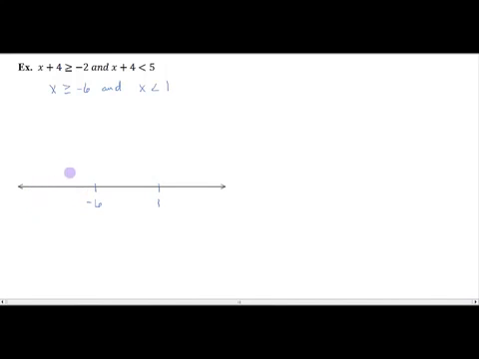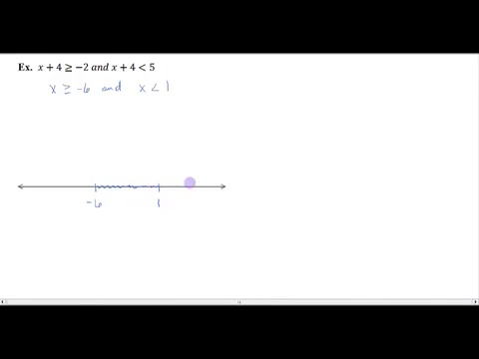Let's say I test over here a negative 7. Negative 7 is greater than or equal to negative 6. That's not true. So I won't be able to shade this because with the and, I have to have both true in order to shade. Let's test a 0. 0 is greater than or equal to negative 6. That's true. 0 is less than 1 is true. So I can shade this interval.